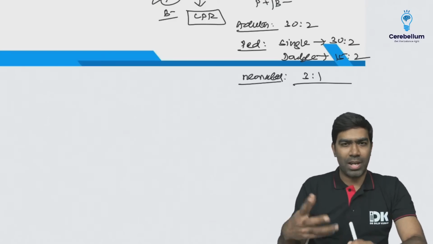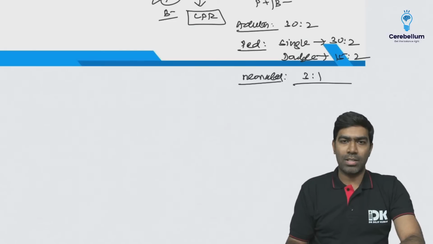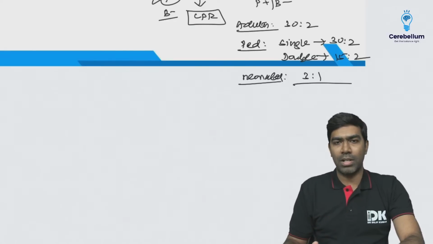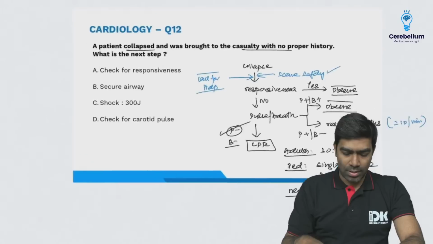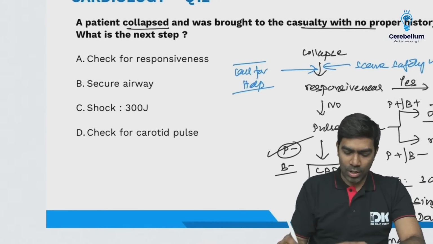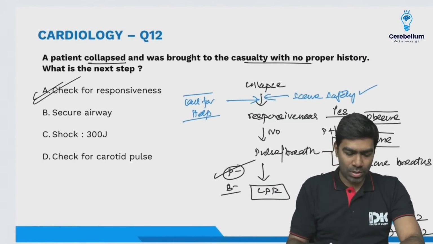So how to do CPR? I think you would have already been trained. Two hands in adults, just 1 hand if it's a pediatric population. You can use just 2 fingers if the patient is a neonate or an infant. So according to the algorithm, the right answer for this question is option A, that is checking for responsiveness.